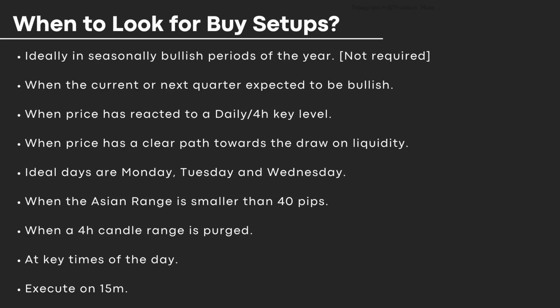Number five, ideal days for buy setups, right? We've got Monday, Tuesday, and Wednesday. They are generally the best days for bullish setups. Monday establishes ranges or tests key levels. Tuesday then expands on Monday's movement, and Wednesday happens to be a strong trending day with high volume. And then we have an Asian range smaller than 40 pips. A tight Asian range signals consolidation or liquidity building, setting the stage for a potential bullish expansion during the London or New York session, right? So you need to remember that.